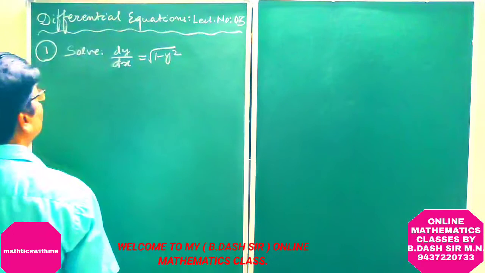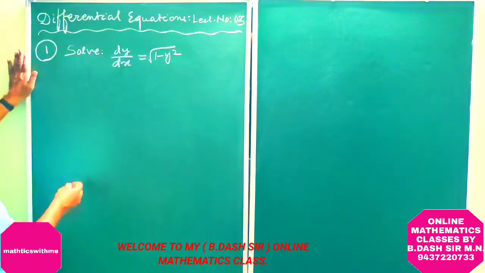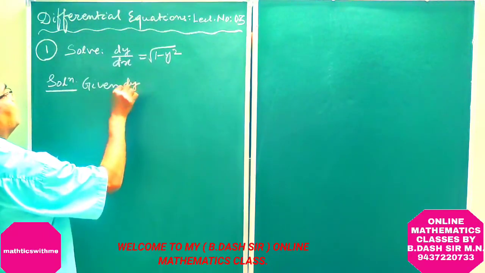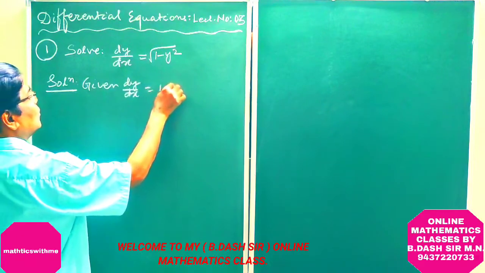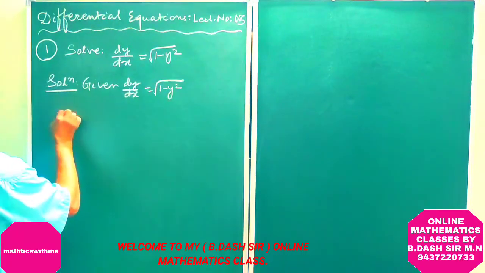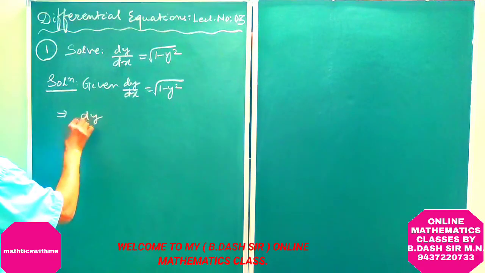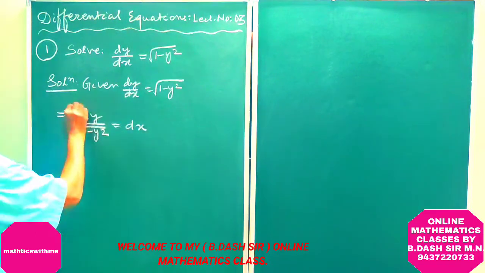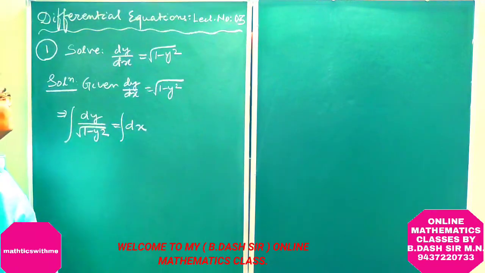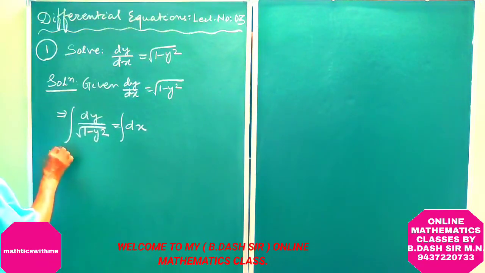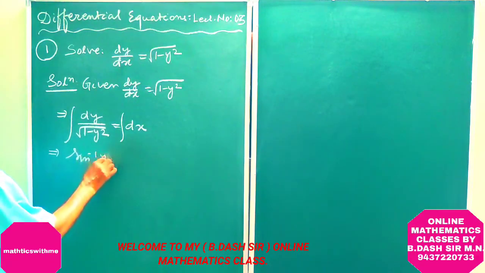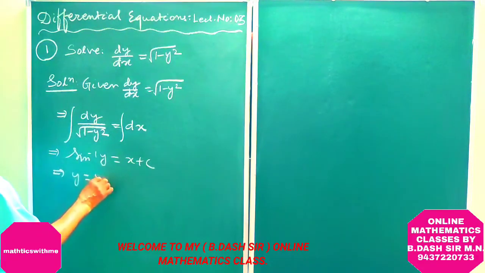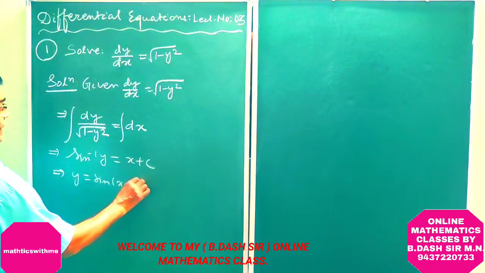Solve dy by dx is equal to square root of 1 minus y square. Now solution. Given dy by dx is equal to square root of 1 minus y square. This implies dy by square root of 1 minus y square is equal to dx. Now the variable is separated, so we have to integrate both sides. This is sine inverse y is equal to x plus c. So y is equal to sine of x plus c. Answer.